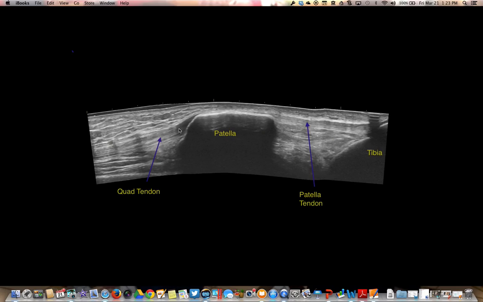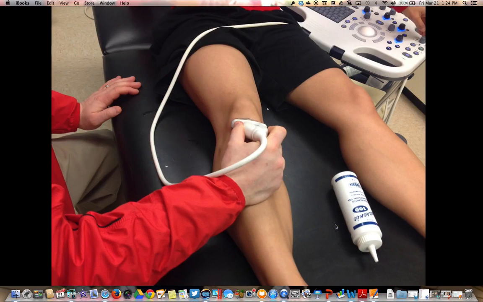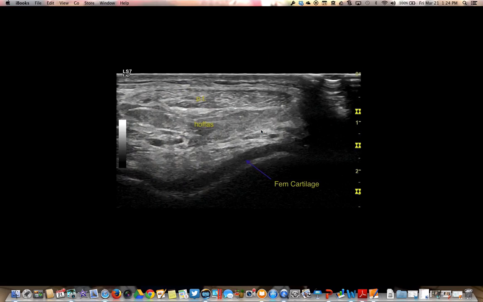Panoramic view of the quad tendon coming in, sending fibers over the patella to the patella tendon with Hoffa's fat pad. And a short axis view of the probe position for the patella tendon would look like this. Patella tendon is a pancake-like structure and Hoffa's fat pad, and again we see the femoral cartilage below, which we looked at previously.